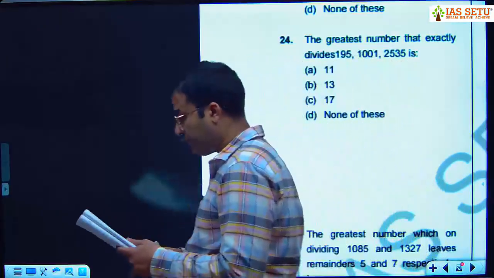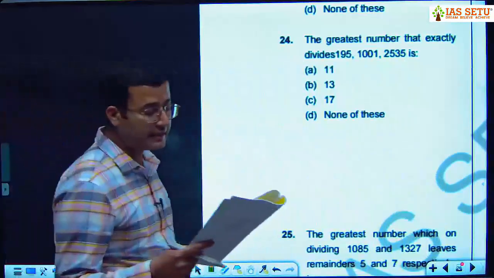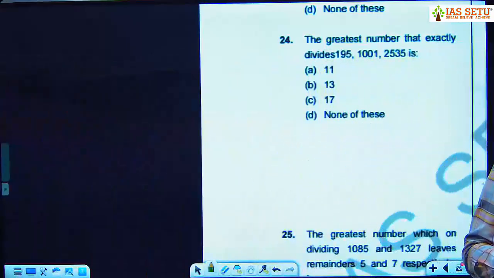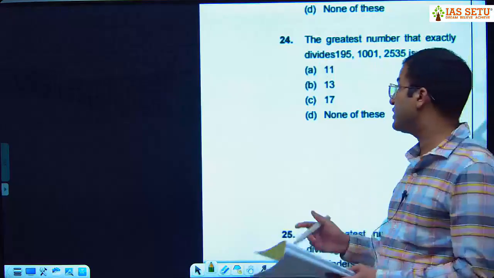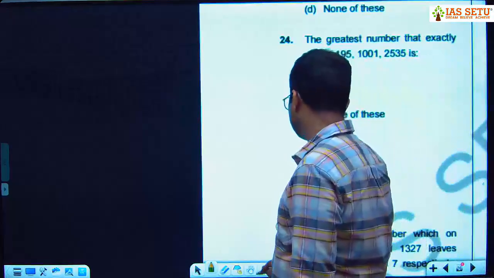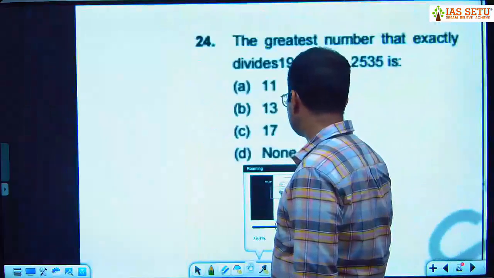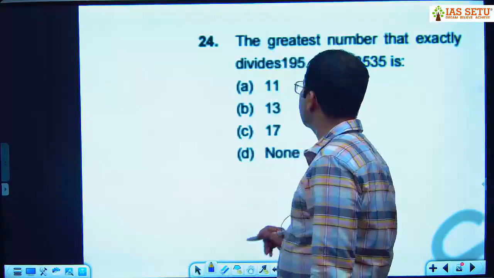Question number 24 here is: the greatest number that exactly divides 195, 1001 and 2535 is? Answer options are given: 11, 13, 17, none of these. Try to use the answer options. If you first solve this question, I give you 1 minute.